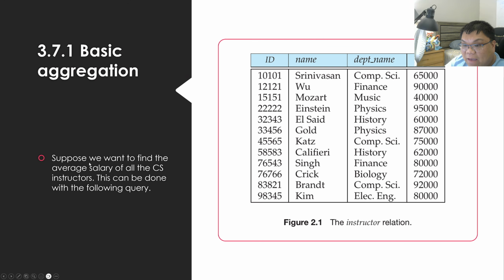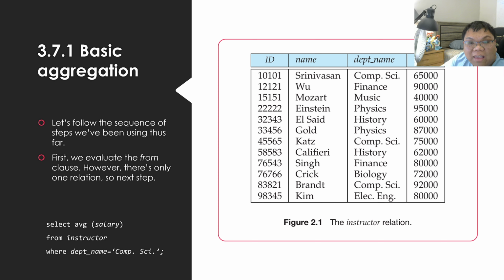Let's try it out. Suppose we want to find the average salary of all computer science instructors. We can do that by performing this query. Select average salary from instructor where department name equals computer science.